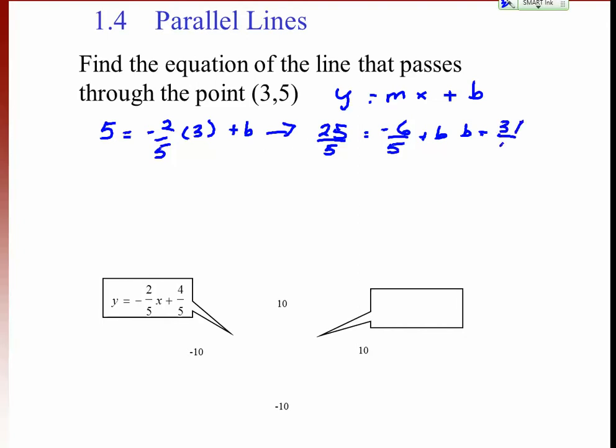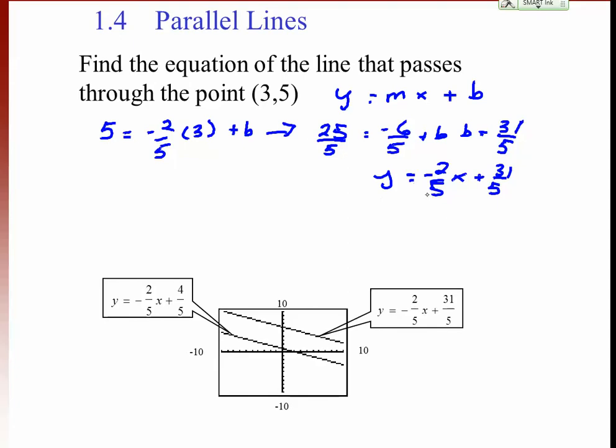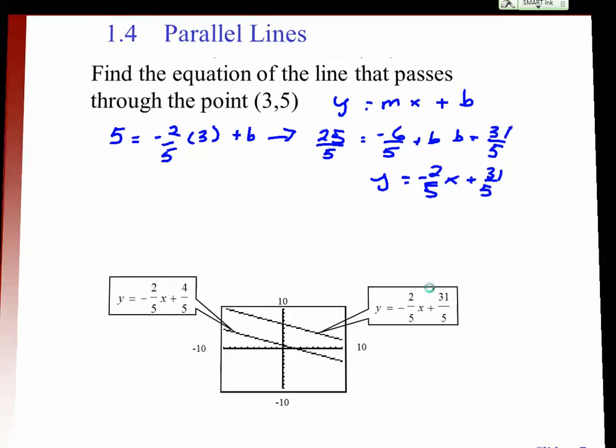In pre-calculus, unless the fraction reduces, an improper fraction like this is perfectly fine. So my equation becomes y equals, it has the same slope as the other line, -2/5 x, and then it has a different intercept, plus 31/5. So that's the line we're going to graph in the calculator. Same slope, different intercepts. It'll look like that, and that's the equation of the line. Okay, so we're using the same technique over and over again to figure out these problems.